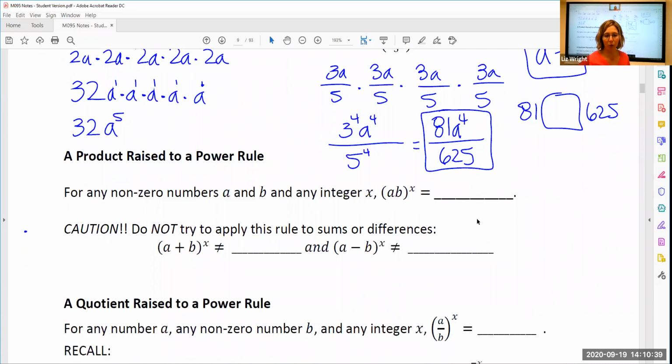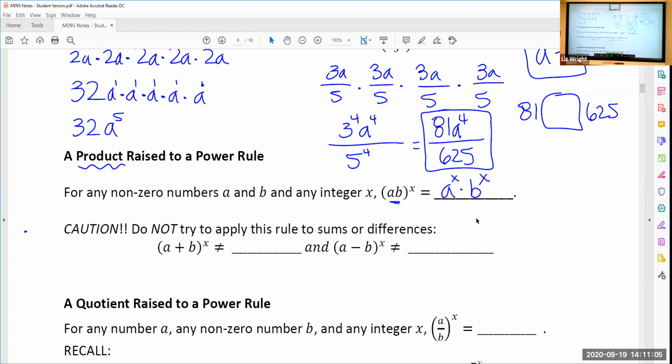So we've got our rule here that says a product raised to a power rule. If we have some product, and remember, product is multiplication, right? So it's the answer to a multiplication problem. That might be something you jot down in your notes: a product is an answer to a multiplication problem. Our rule is going to be a to the x times b to the x.